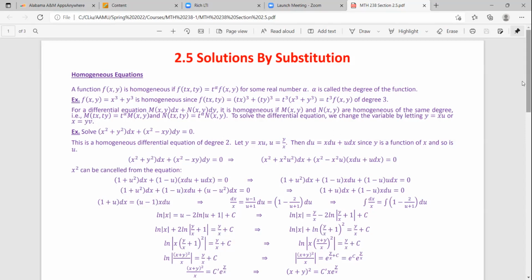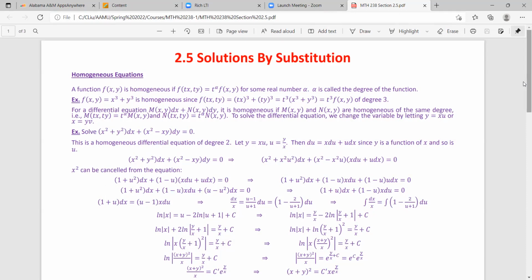So you can see how hard it is to solve different equations. And this is just for first order differential equations. It becomes more complicated when we try to do higher order differential equations. Okay. So in 2.5, we're going to talk about solutions by substitution. That's not a method to solve differential equations in general. And this is the last section for this chapter.